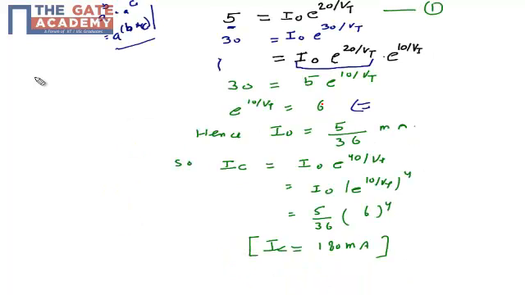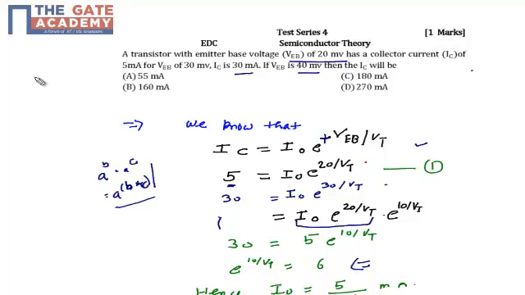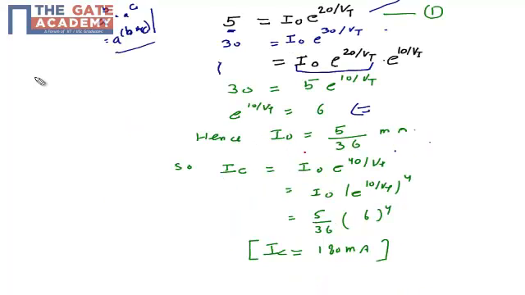Now we have the value of e raised to power 10 by Vt as 6. If you put this value in equation 1, e raised to power 20 by Vt can be written as e raised to power 10 by Vt whole square, since the powers are multiplied. If you put the value of 6 here, you get the value of I naught as 5 upon 36. That is what I have put here. The value of I naught comes to be 5 upon 36 milliampere.